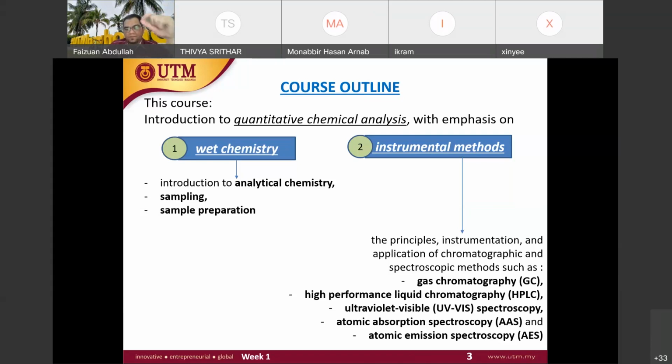But we have matrix inside the sample. What is the matrix? Not the Matrix, the movie. You watched the Matrix movie? I'm not really sure. Your generation watched the Matrix movie, right? What is the matrix? Matrix does not mean your matriculation line. Matrix is, inside the sample, we have something else instead of the analyte.